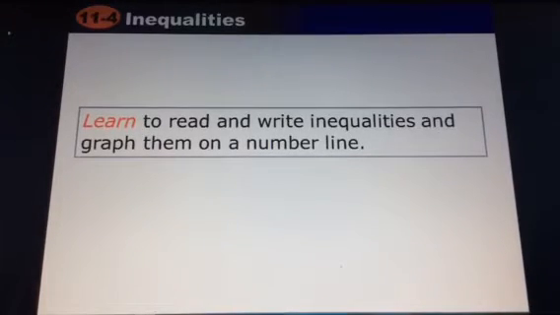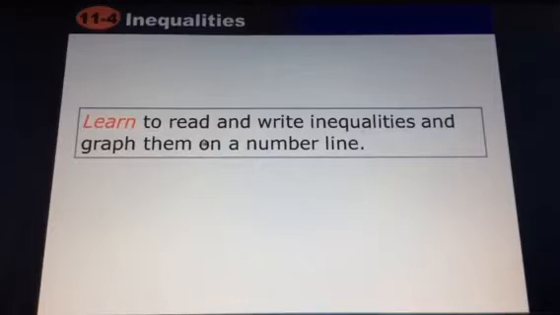Hello. Today we're going to learn about inequalities. We've just finished equations before we took our long 2-week winter break. And now we're coming back with inequalities. And today you're going to learn how to read and write them and to graph them on a number line.